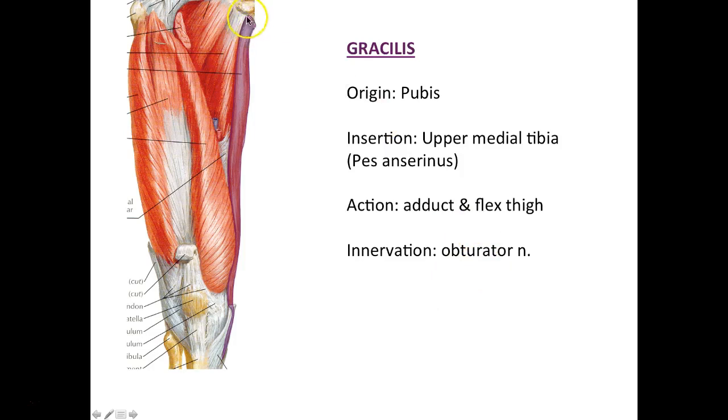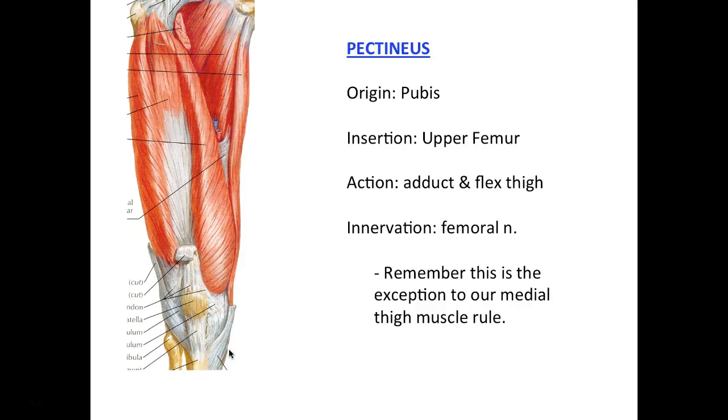But it originates from the pubis and will go down and insert into that special place I was mentioning with sartorius, the upper medial tibia. So it helps create that pes anserinus. The action of this muscle will be to adduct and flex the thigh, and innervation is obturator nerve.